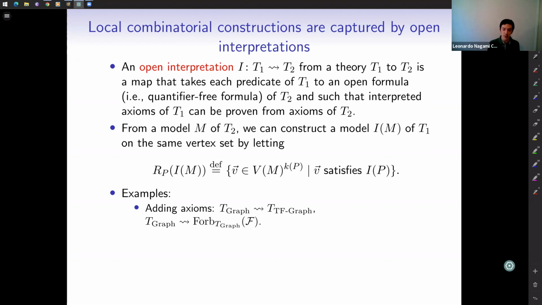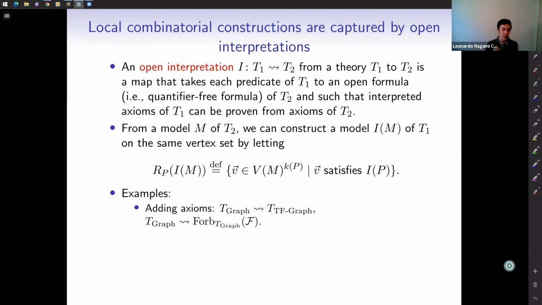So, for example, there is an open interpretation that goes from the theory of graphs to the theory of triangle-free graphs. And the construction that goes in the other direction corresponds to the trivial construction, which means if I give you a triangle-free graph, in particular, it is a graph, right? So you can just forget that it doesn't have any triangles. It's perfectly fine. Or more generally, if I give you an F-free graph, in particular, it is a graph, right? So this is what is called the axiomatic interpretation. It's one of the trivial ones.